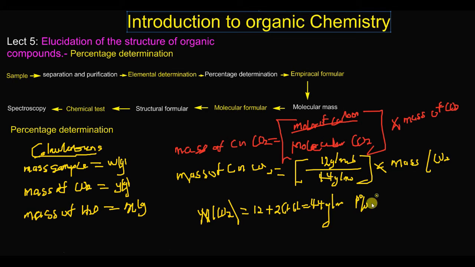Percentage of what? Carbon within the what? The sample. So in that case, we are going to talk about the mass of carbon that we got from the first one, all over what? The mass of the whole sample. Because this time we are comparing the carbon to the sample, not the carbon dioxide. Then times 100, because we are looking for percentage.